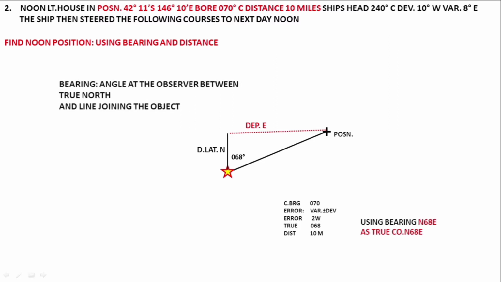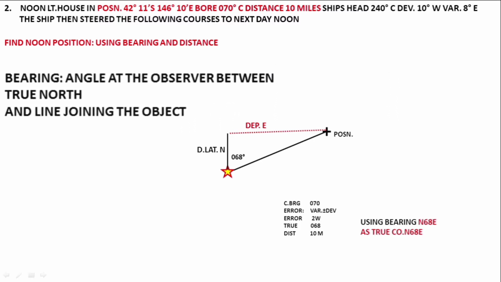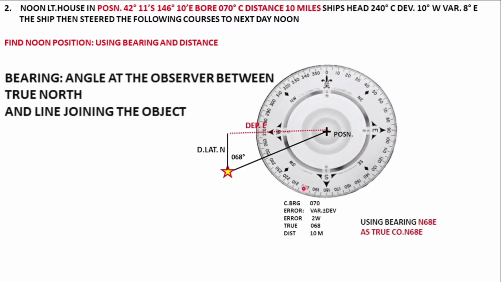The bearing is the angle at the observer between the true north and the line joining the object. So now this is the true north, and the observer is here, and the line joining the object and the observer. Here, if you see, I have taken the bearing as 068, but that is not the angle it is making at the observer from north. The angle it is making with the observer is from 0 to somewhere here, 248.